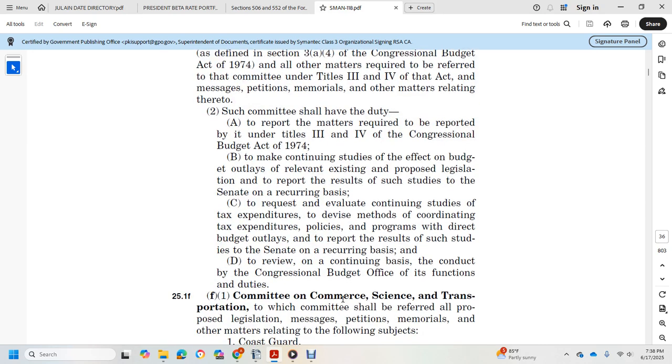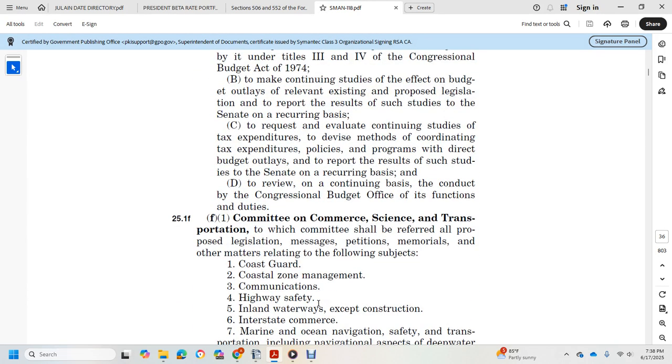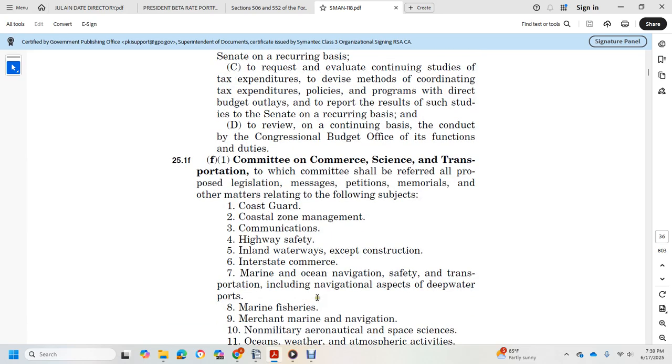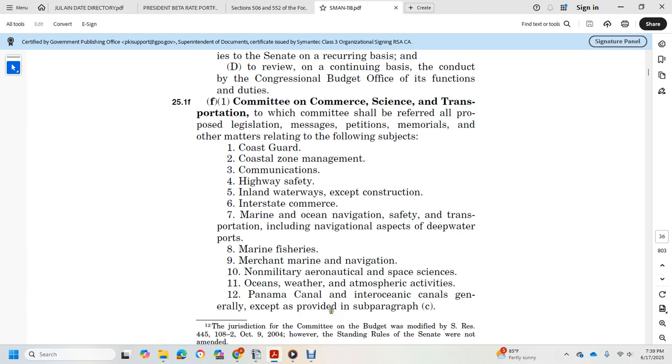Committee on Commerce, Science, and Transportation, to which committee shall be referred all proposed legislation, messages, petitions, memorials, and other matters relating to the following: Coast Guard, coastal zone management, communications, highway safety, inland waterways except construction, interstate commerce, marine and ocean navigation, safety, and transportation, including navigational aspects of deep water ports, marine fisheries, merchant marine and navigation, non-military aeronautical and space sciences, oceans, weather, and atmospheric activities, Panama Canal and interoceanic canals generally, except as provided in subparagraph C.